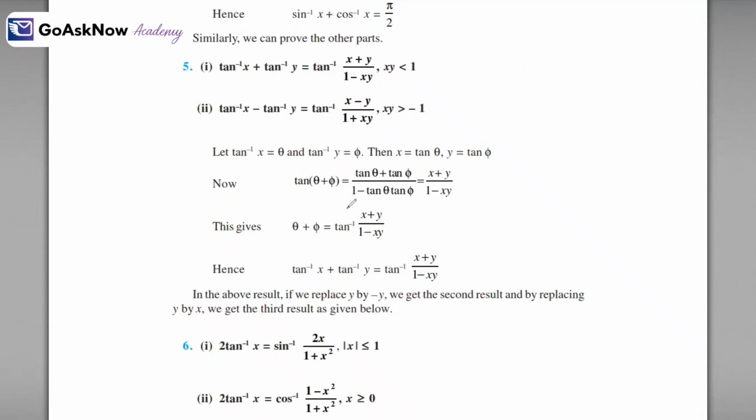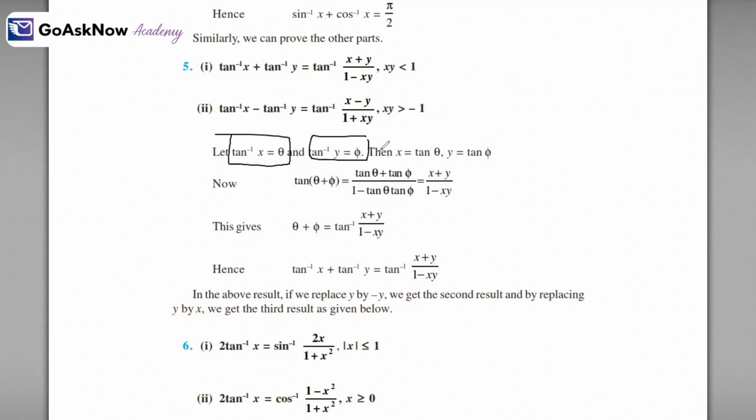So assume that tan inverse x is theta and tan inverse y is phi. So I have taken two angles: tan inverse x is equal to theta, and tan inverse y is equal to phi. From there we will get x is equal to tan theta and y is equal to tan phi. That is obvious.